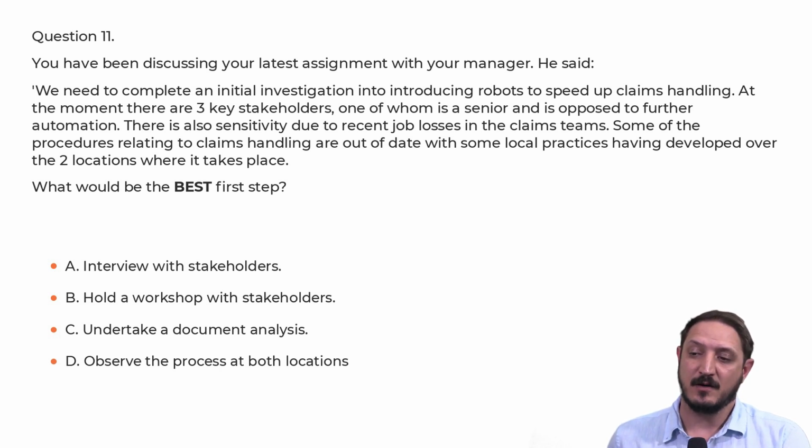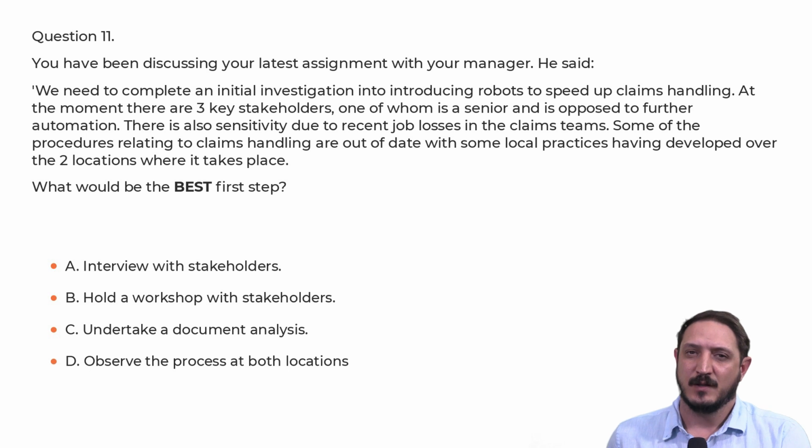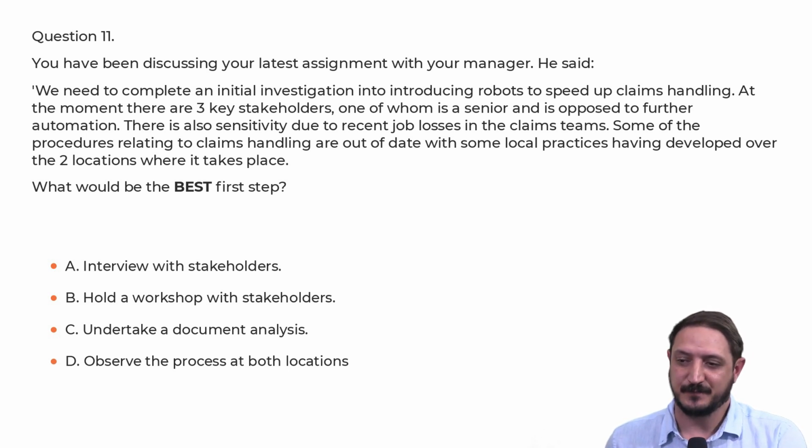If we now look at the 4 answers, we can see: interview the stakeholders, hold a workshop with stakeholders, undertake a document analysis, observe the process at both locations. The easiest way to identify the area of knowledge they're testing is actually from the answers themselves. We can see that all 4 of these answers are different types of investigation techniques.